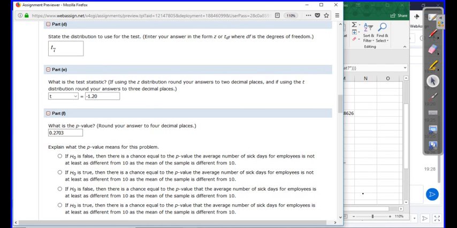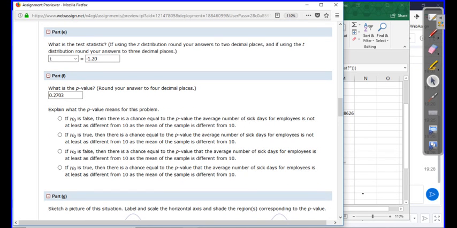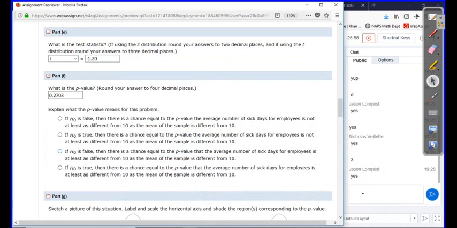And we're going to ask the question, well, what does that p-value mean for this problem? Well, it says that if H0 is false, there's a chance equal to the p-value that the number of sick days is not at least different from 10 as the sample mean is from 10. If H0 is true, then there's a chance that the p-value's average sick days is not at least. If H0 is false, right?